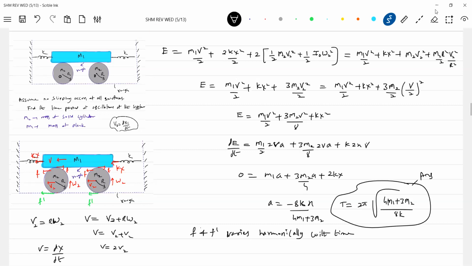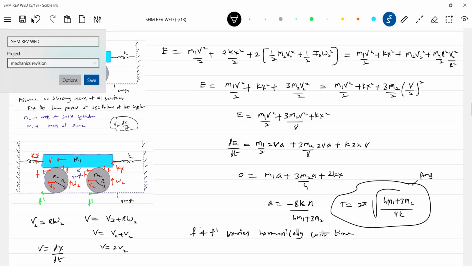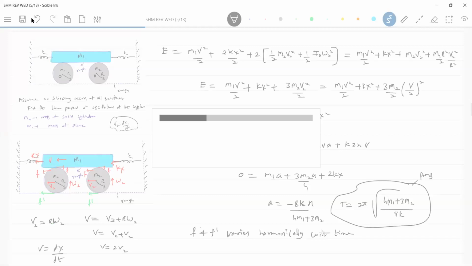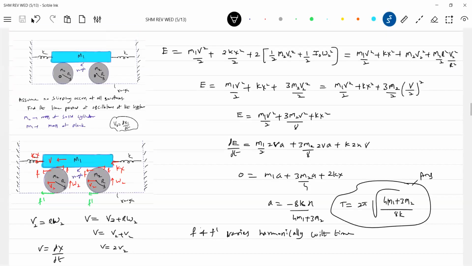This is very important. Time period is what they'll ask you in passages, and then about the direction of the rolling friction acting. They vary harmonically. Will the direction be fixed or variable? When you say harmonic, the direction has to change. It's understood. When you say F and F dash vary harmonically, it is either sine or cosine, so it will have positive and negative values. So the direction of the friction force acting on them will not be fixed; it will change.